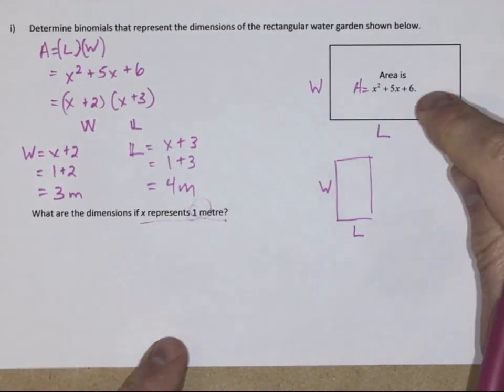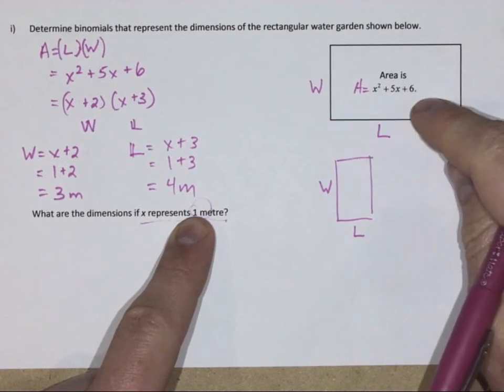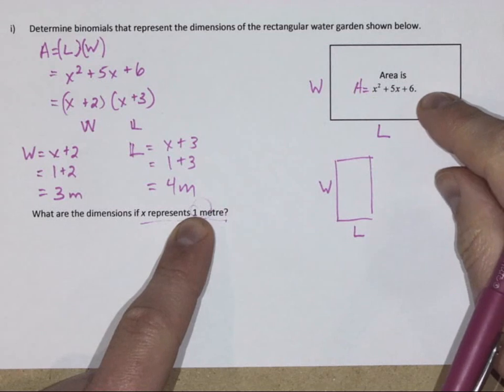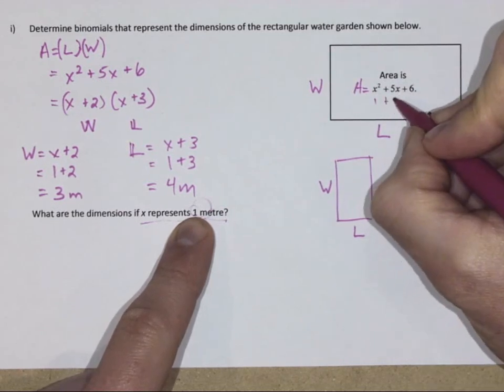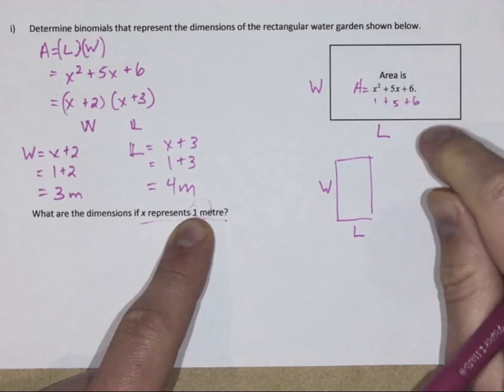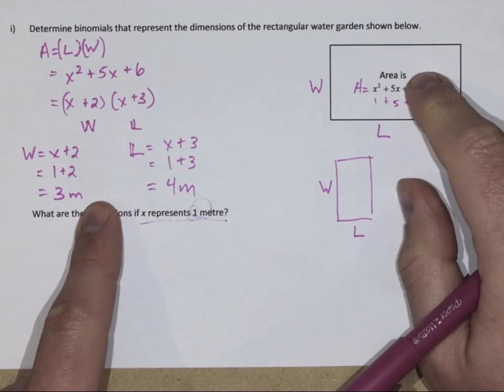We could always sub in x is worth 1 meter into our standard form or our expanded form for the area. 1 squared is 1. 5 times 1 is 5, plus 6. 1 plus 5 plus 6 is 12. So no matter which form, we still have an area of 12 meters squared.